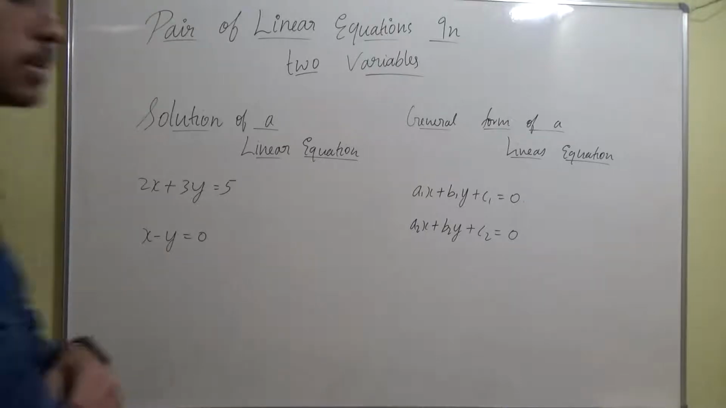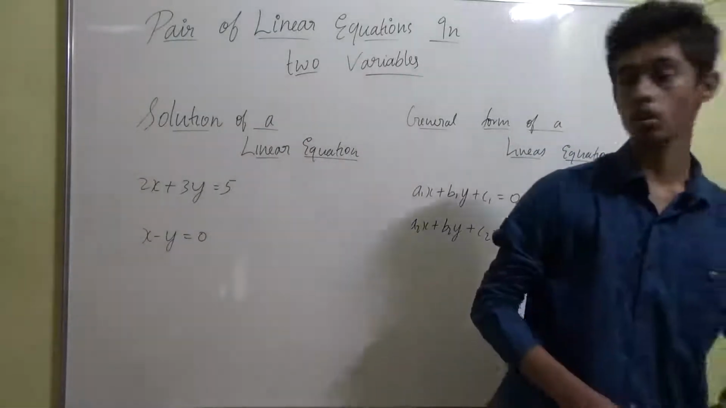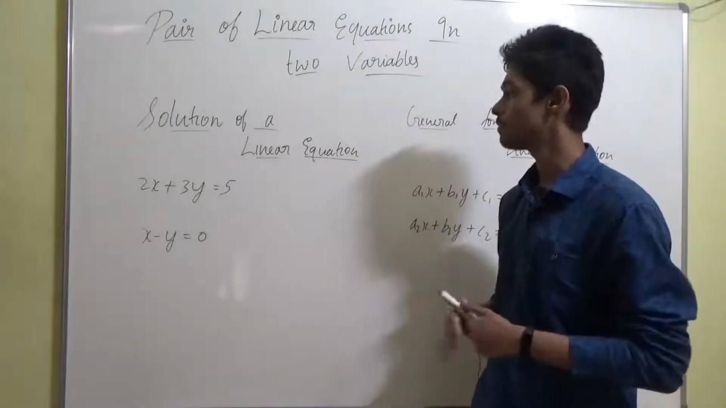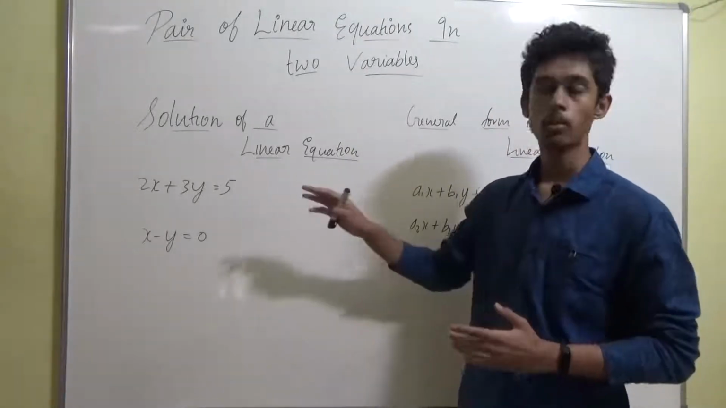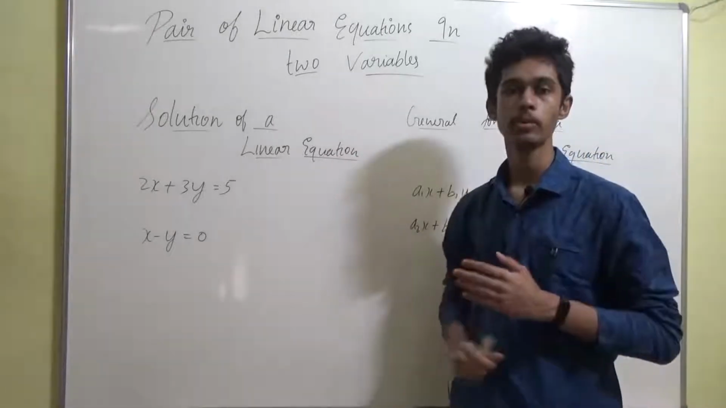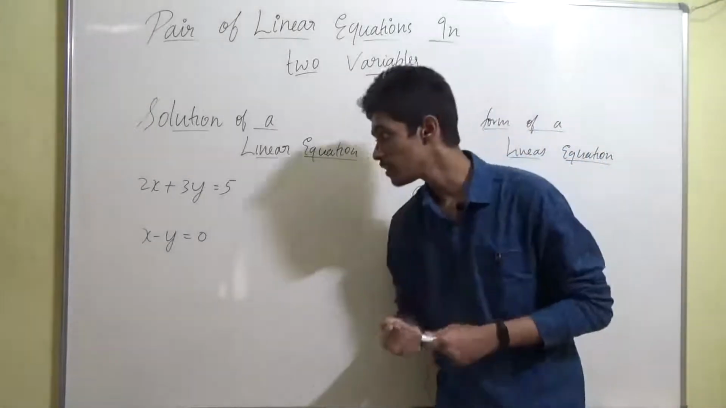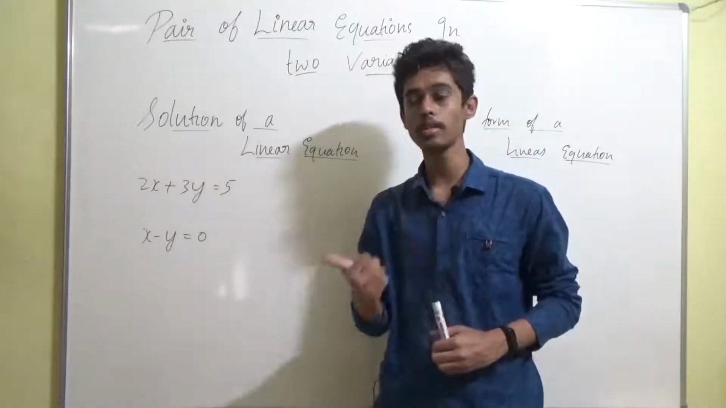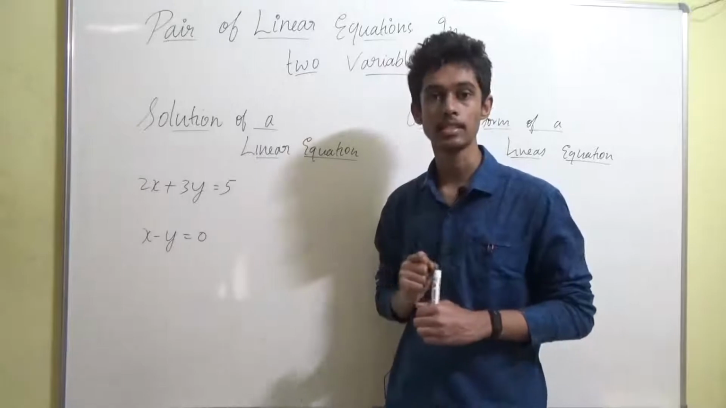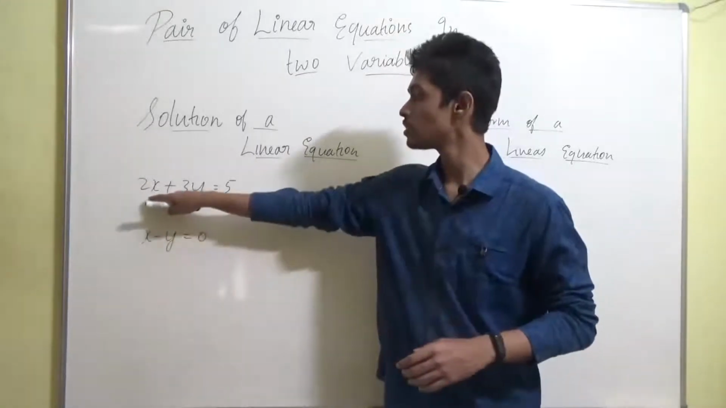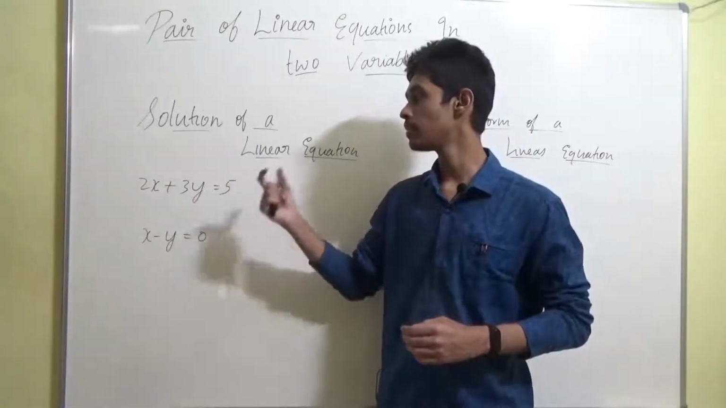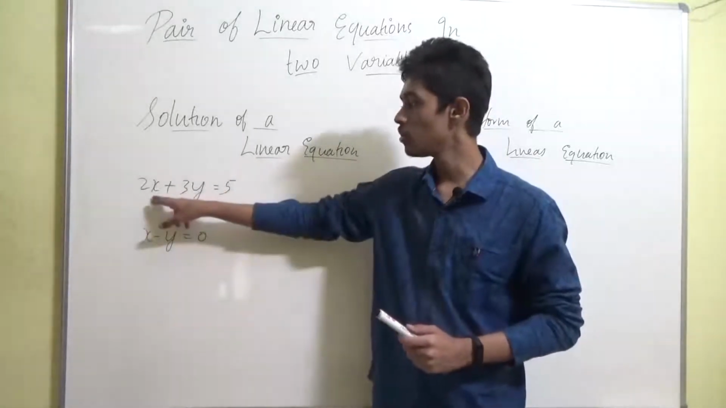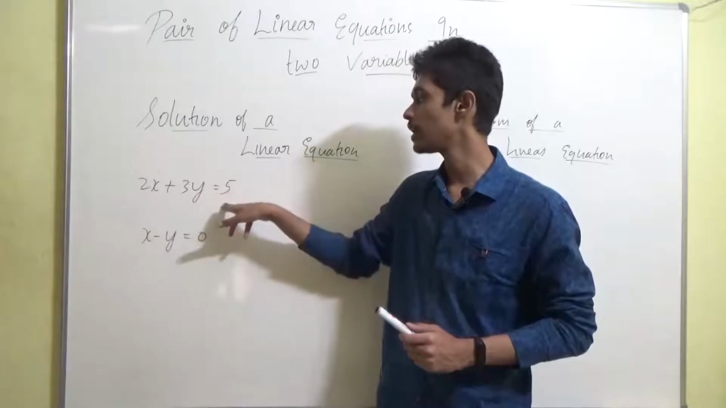So guys, now let's look into a few small topics which are actually important in this chapter, which you have to learn. Let's see what a solution of a linear equation means. A solution of a linear equation means a set of values of x and y which, when you put in the equation, you'll get the value of RHS. For example, this is the LHS of the equation, right? That set of values, when you put in place of x and place of y, you'll get 5.